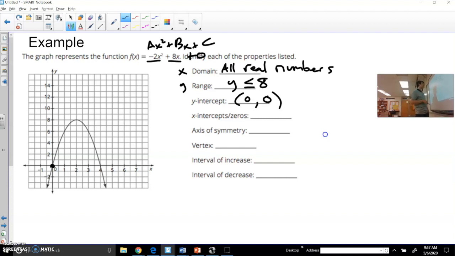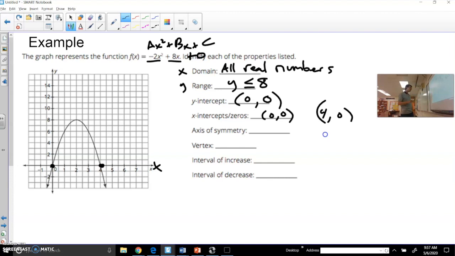That's the y-intercept. So then it asks for the x-intercepts, or the zeros. The x-intercepts are where they cross the x-axis, and one of them is the same, 0, 0. It hits the x-axis at 0, 0. It also hits it at 4, 0. So those are the 2 points where it hits the x-axis. Those are called the zero points.